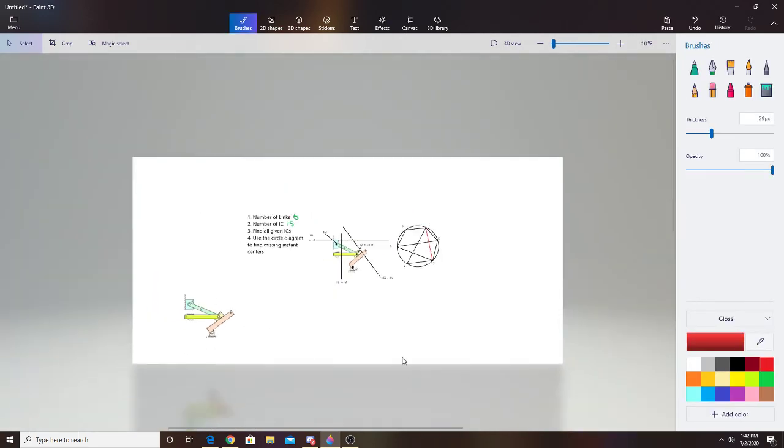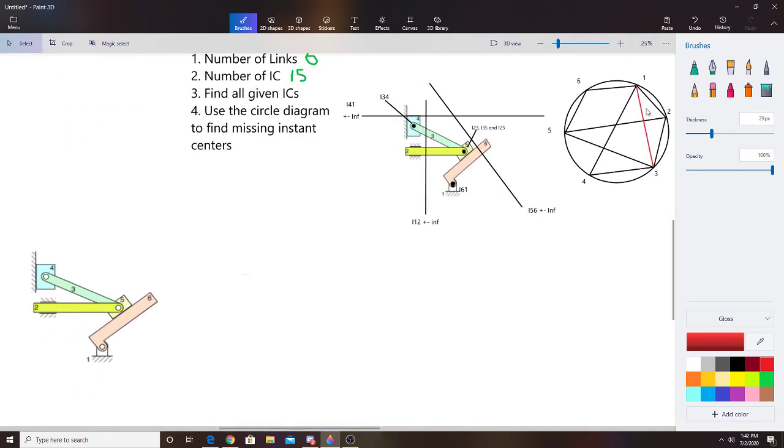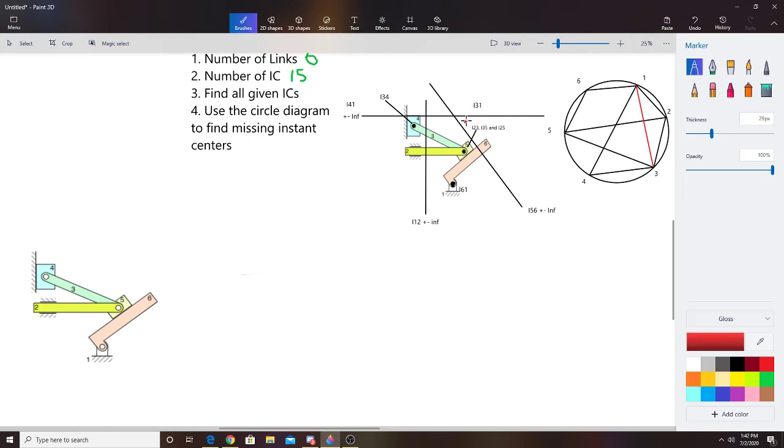Alright, so now we've got to do the next one. We found I13, right? Using that combination of points. I13 was located here and here, so it's kind of right in this area. So I could just write it there. It was basically right here. So that is I31. So I31 right there in that area.